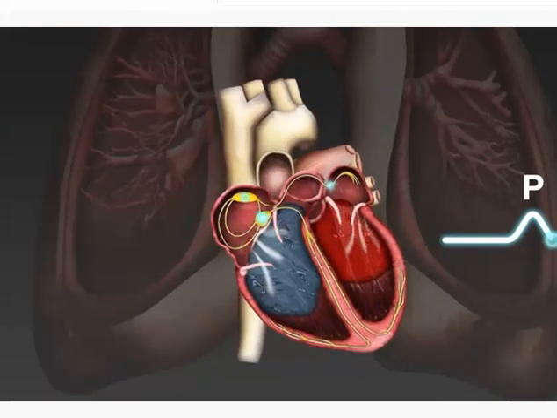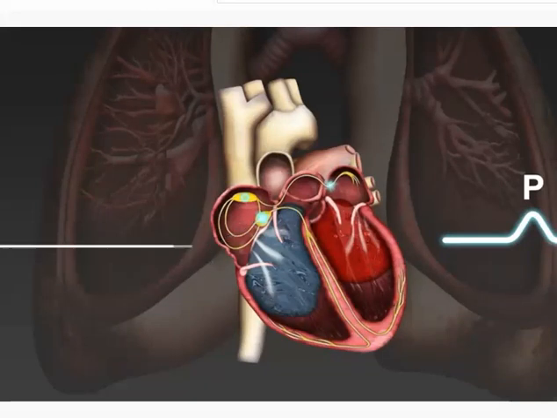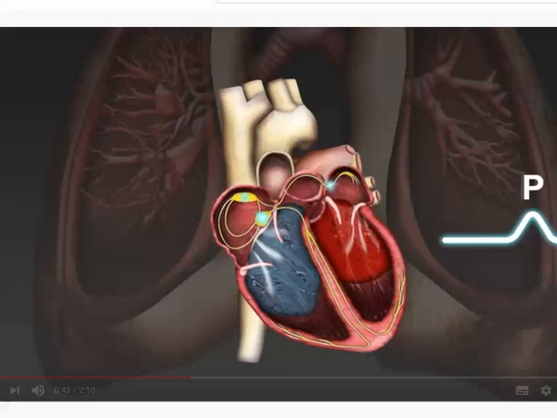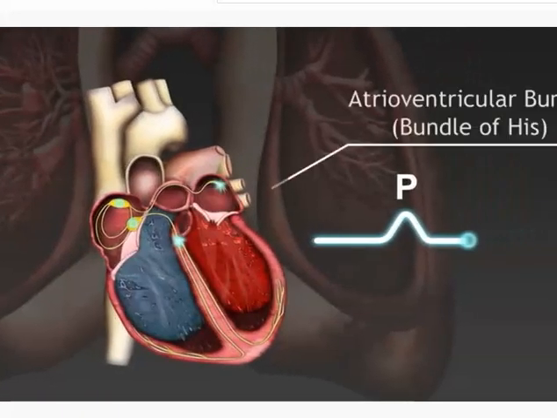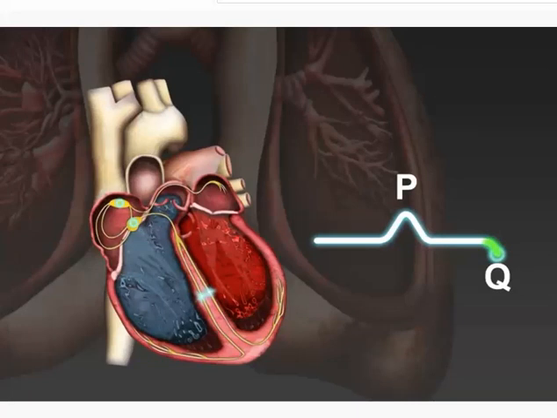The impulse then travels through the atrioventricular node, producing a flat section on the ECG, known as the PR segment. The PR segment is flat because no current is flowing through the cardiac muscle cells. As the impulse travels from the AV node to the bundle of His and along the upper part of the septum, the Q wave is produced.